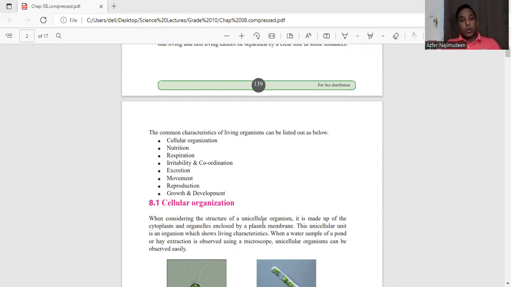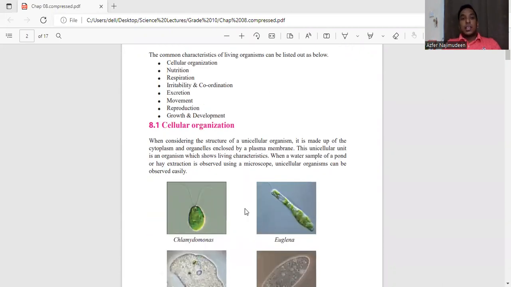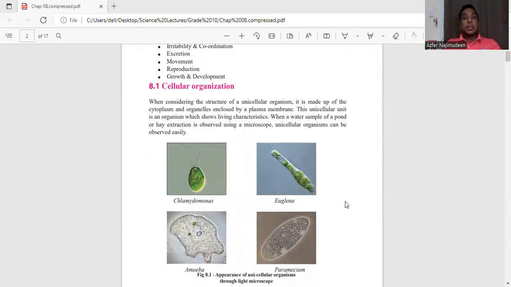Okay, so let's go on to cellular organization. So you can see here, there are 4 images given in your textbook, and these are unicellular organisms. As you have already studied, organisms can be categorized into 2, unicellular and multicellular. Unicellular organisms means the organisms which are composed of one cell. Uni means one. Okay. So multicellular means organisms which are made up of more than one cell. Okay. So let's read this.